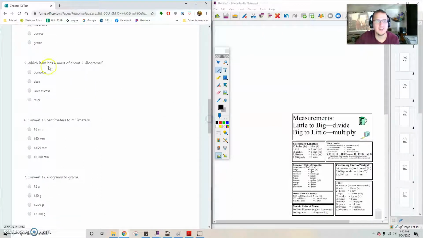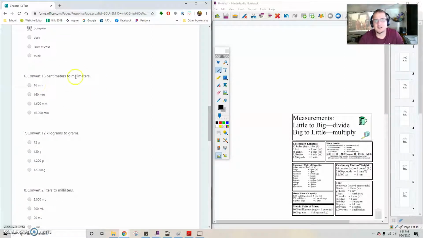Continuing along. Which item has a mass of about 2 kilograms? So remember, a gram is a penny. A kilogram is 6 apples. So we're talking 2 kilograms. We're talking the weight of about 12 apples. Now, which of those is going to be about the size of a bag of apples you're going to buy from the store? A truck, a lawnmower, a desk, or a pumpkin? Okay, truck, way heavy. Lawnmower, way heavy. Even a desk, maybe a smaller desk, but even at that, it's going to be probably more than 2 kilograms, more than those 12 apples. We're talking a pumpkin.